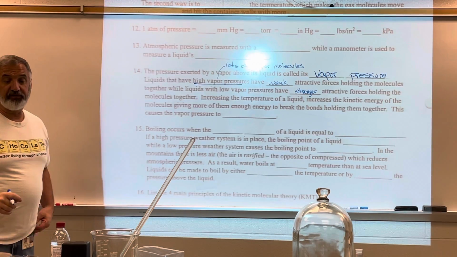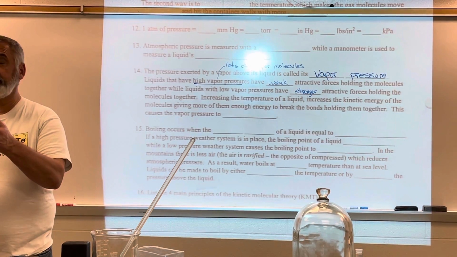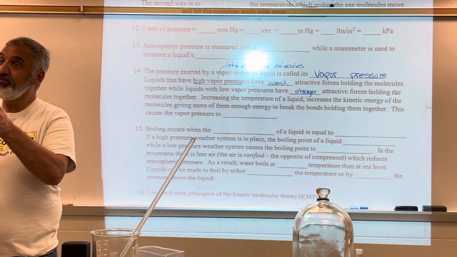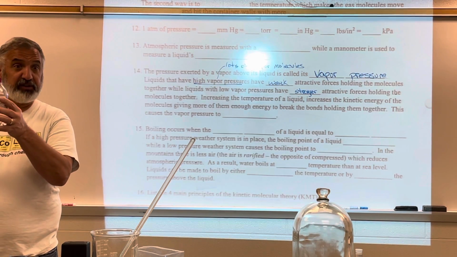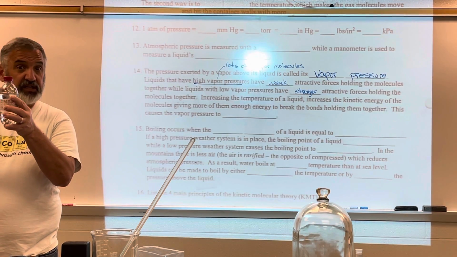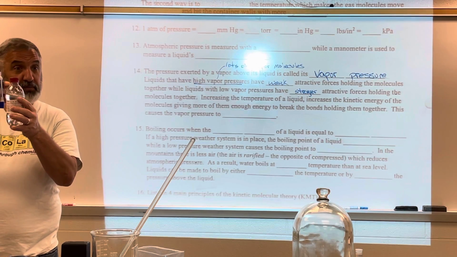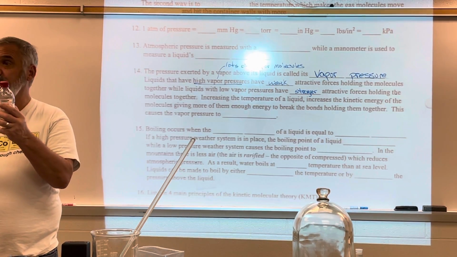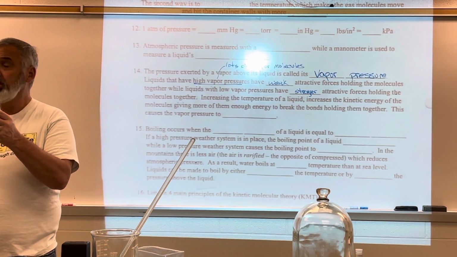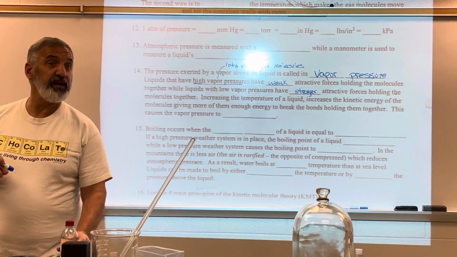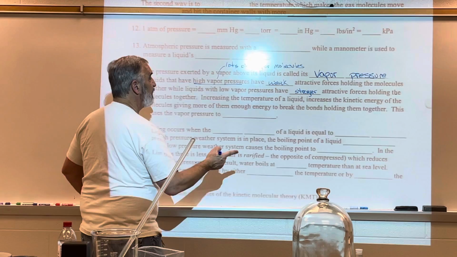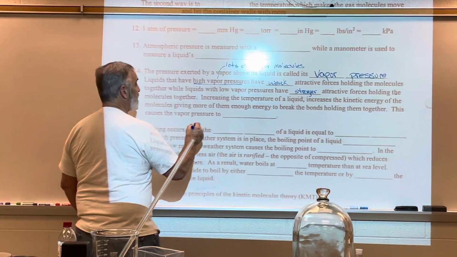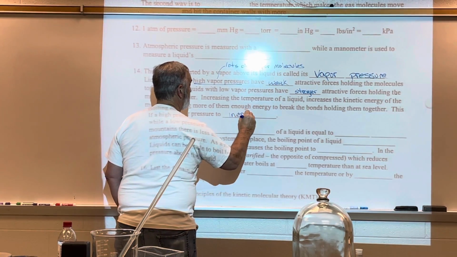Increasing the temperature. So if I increase the temperature, what's that going to do to how much evaporates? Speeds it up. So that means I have more vapor molecules, right? So what does that mean about the pressure? It's going to increase. More vapor molecules always means higher vapor pressure. So it just makes sense, if you heat it up, it's going to evaporate faster, so you have more vapor, so you're going to have a higher vapor pressure. It increases the energy of the molecules, giving them enough energy to break the bonds. This causes the vapor pressure to increase.